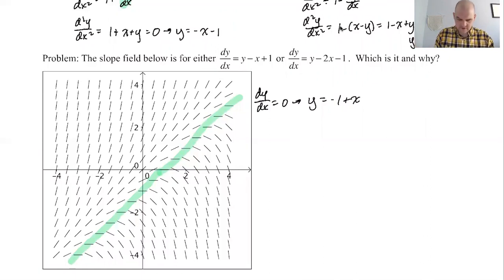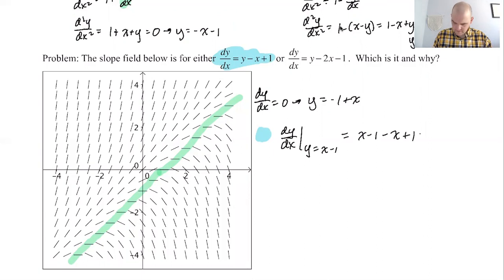So for the first one, I'm going to check. So like here, dy/dx such that y equals, let's say, x minus 1, would give me x minus 1 minus x plus 1, which would give me 0. Okay, so strong evidence to suggest that that's it.